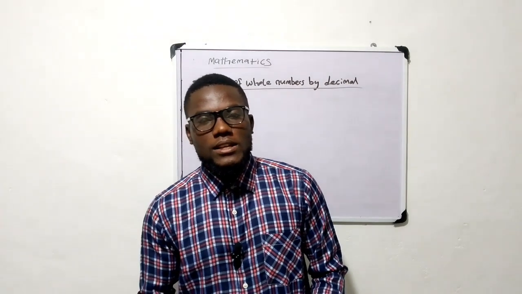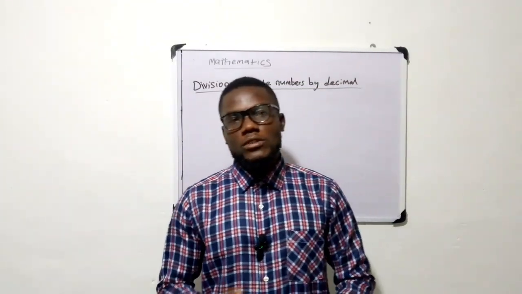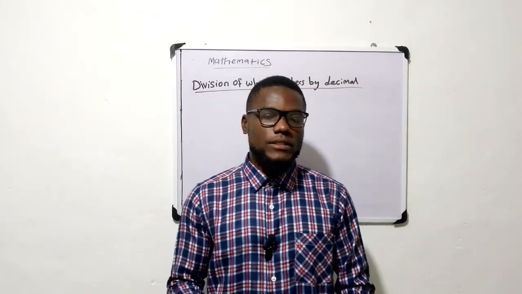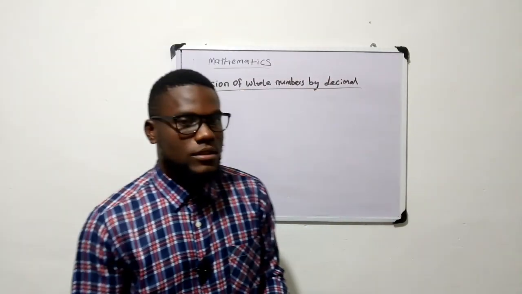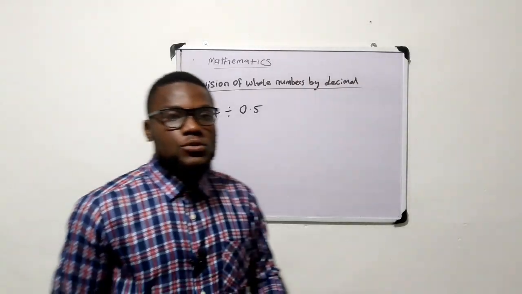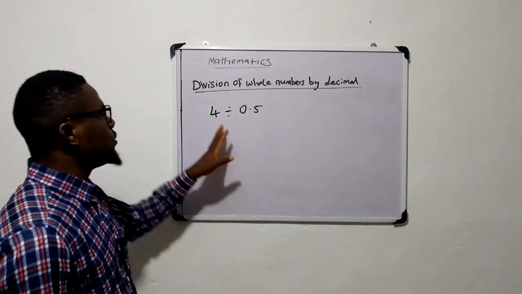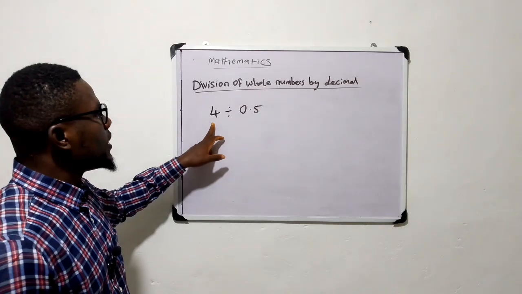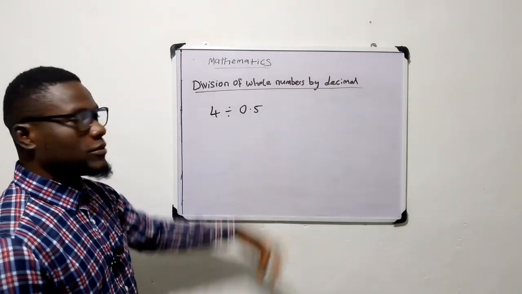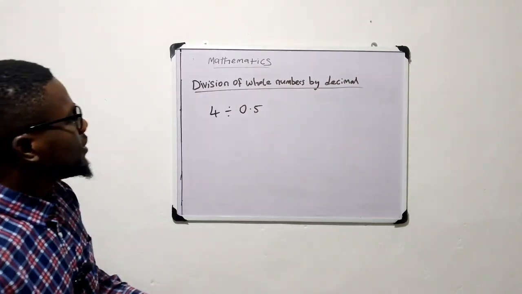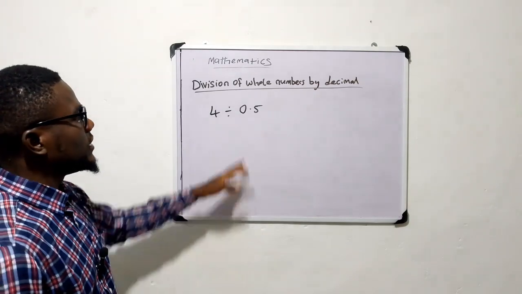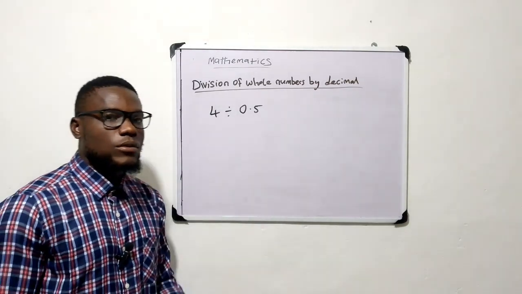Today will be our last class on division of decimals. So today we are going to divide whole numbers by decimal. As you can see, this is a whole number, 4, and this is a decimal, 0.5. So if you are dividing 4, which is a whole number, by a decimal, which is 0.5, what are we going to do?